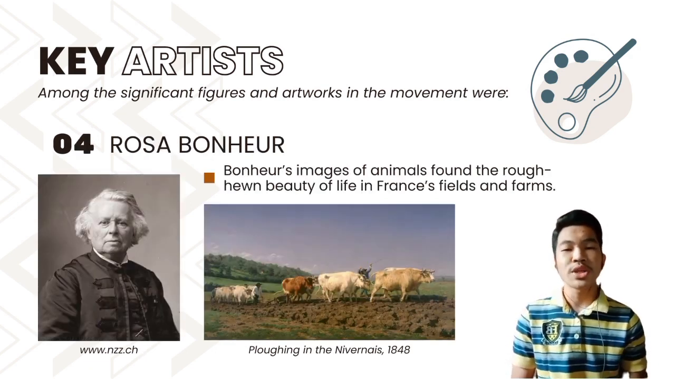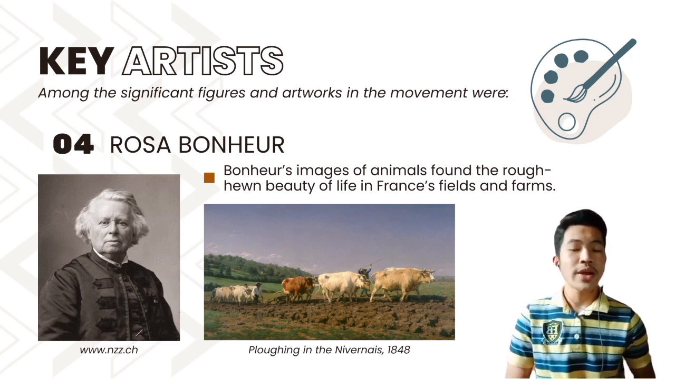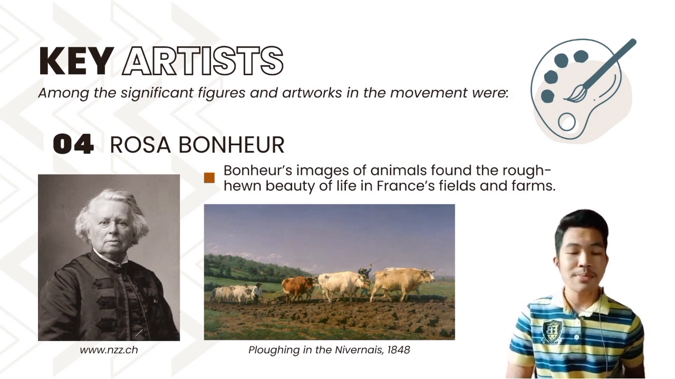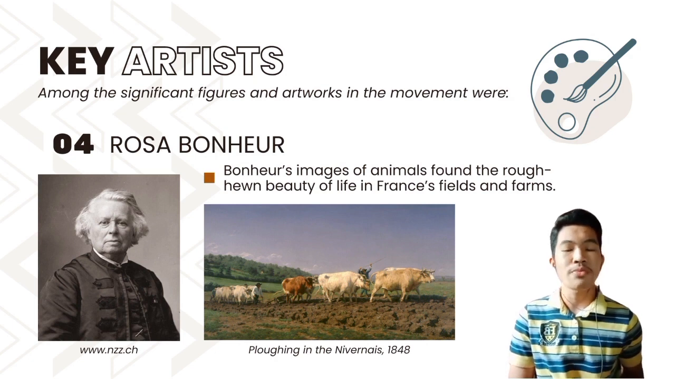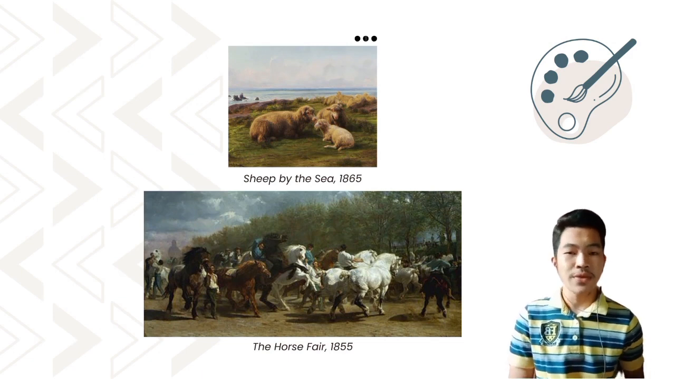One of the most accomplished female realist painters of the 19th century, Bonheur's images of animals found the rough-hewn beauty of life in France's fields and farms. Her 1848 work, Plowing in the Nivernais, extended the depiction of natural conditions found in realism to the animals seen in everyday life. Her paintings of farmers and their oxen working in the field unapologetically depict the reality of this work for both man and animal. Her other paintings include The Horse Fair in 1855 and Sheep by the Sea in 1865.